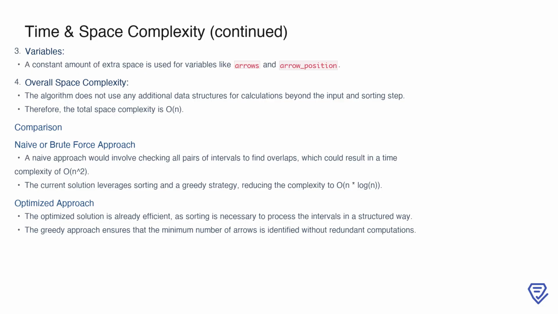To compare, a naive or brute force approach would involve checking all pairs of intervals to determine overlaps, which could result in a time complexity of O(n squared). In contrast, the current approach optimizes this by leveraging sorting and a greedy strategy, reducing the time complexity to O(n log n). This ensures that the intervals are processed in an efficient and structured manner, minimizing redundant computations.